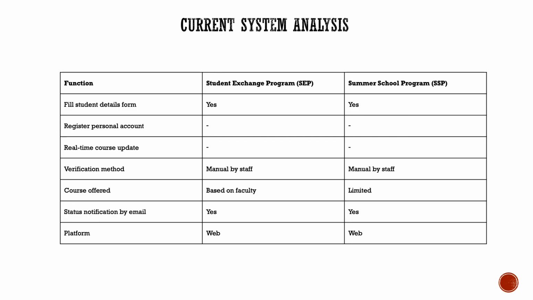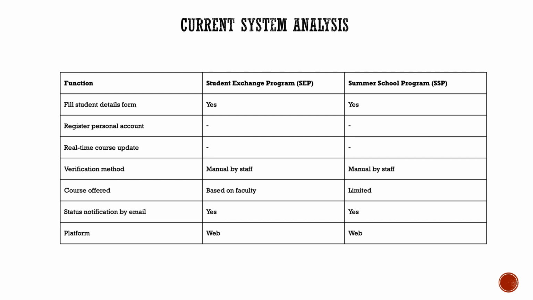For this chapter, I will explain the current system analysis. As you all know, the current system for inbound mobility is operated manually by the UTM International staff. As you can see in the table provided, there are examples of current systems under inbound mobility, which are the student exchange program and the summer school program. The registration process is similar in both programs.